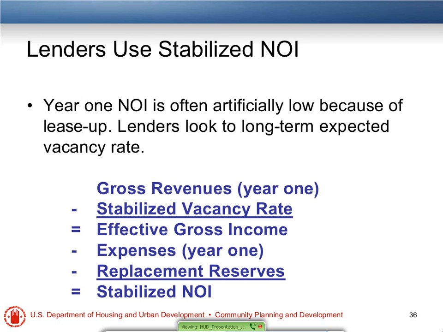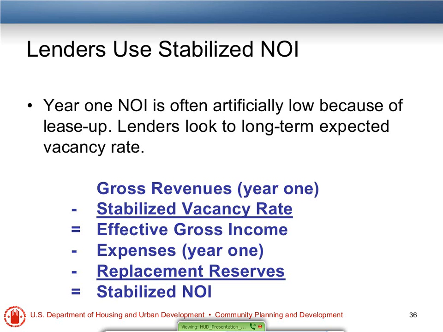Now, one of the other things that we talked about in our HD 420 class was stabilized NOI. Stabilized NOI is something the lender uses to basically give you the benefit of lease up. If you've got a project and it's going to have higher vacancy in the early years as you lease up the project, it means that the net operating income for those years is lower than it would be if you had leased up the project and reached stabilized vacancy. So stabilized NOI simply gives you the benefit of lease up.